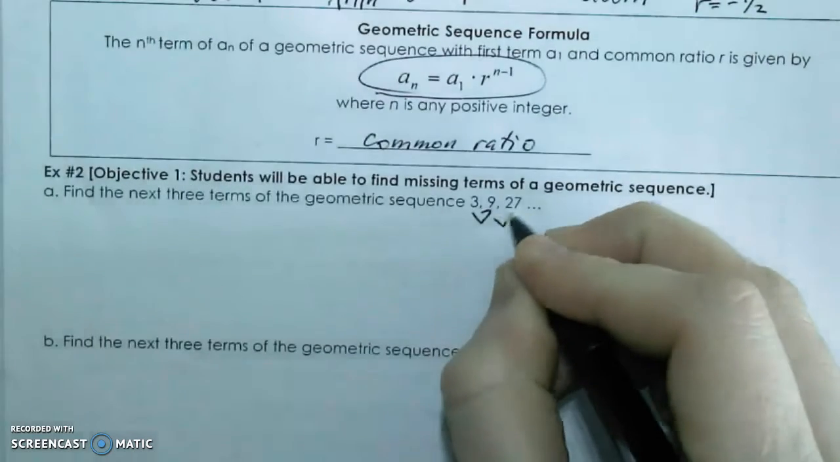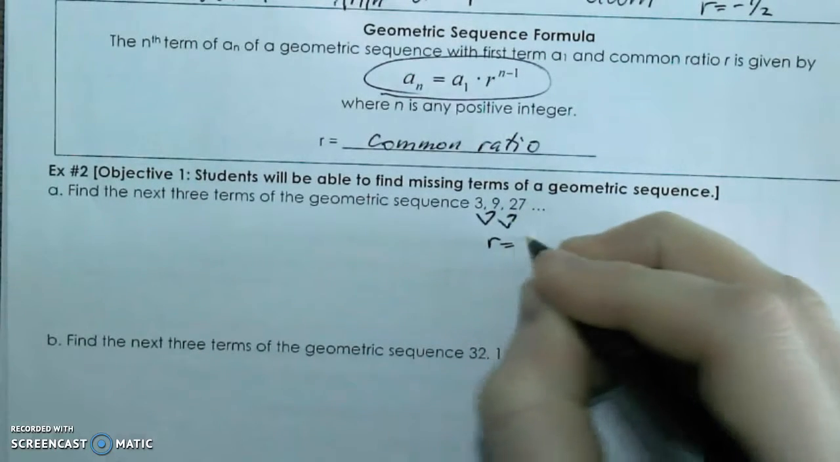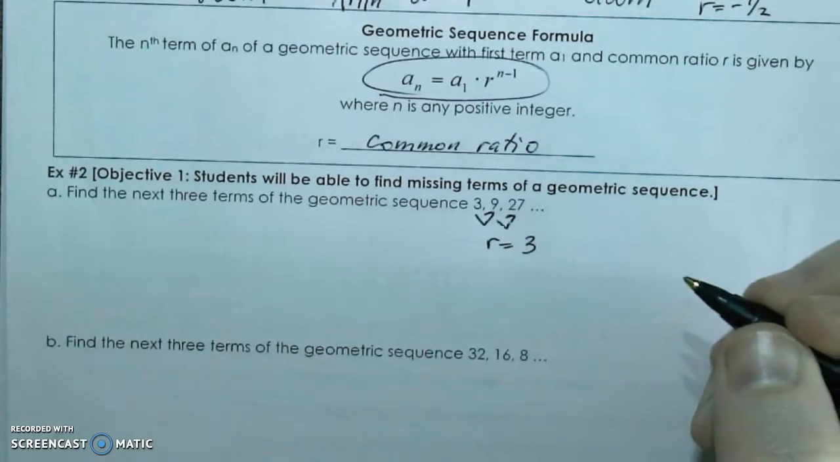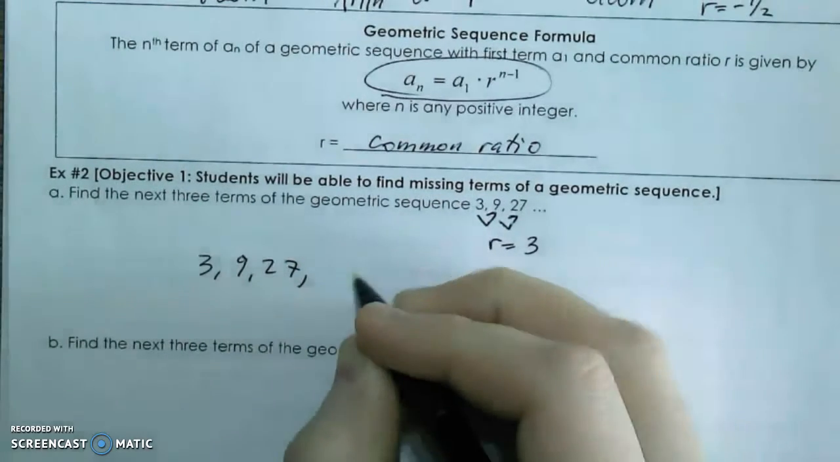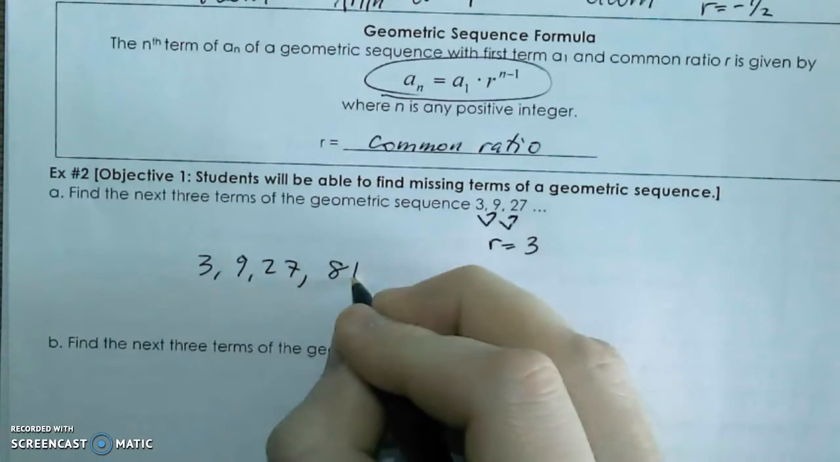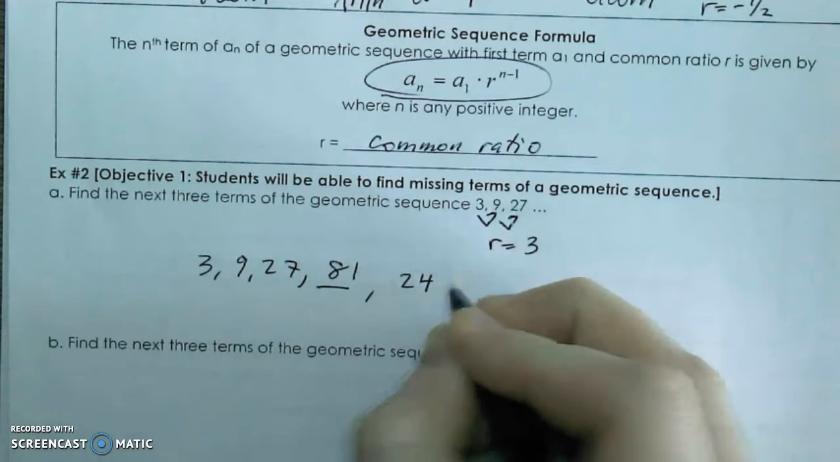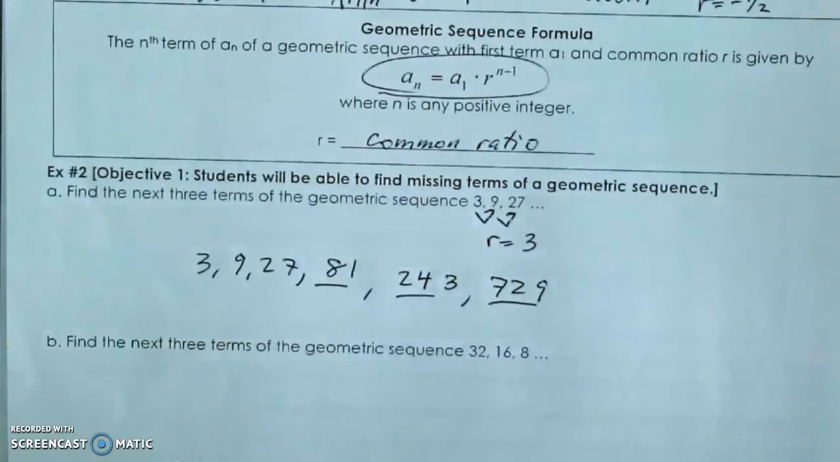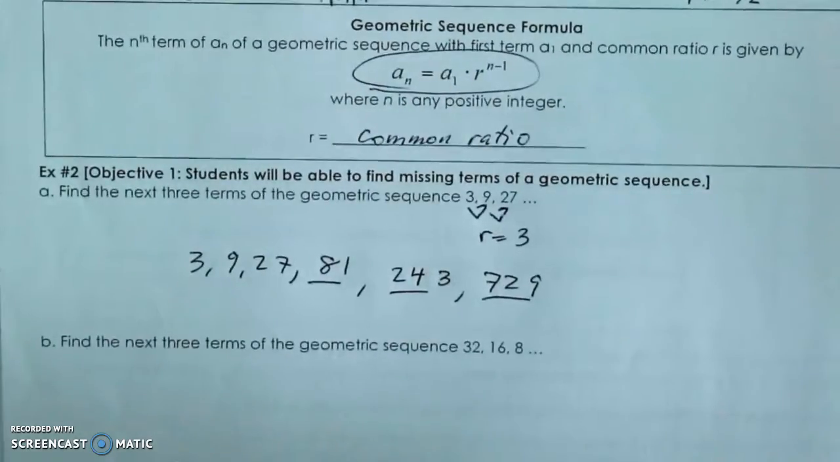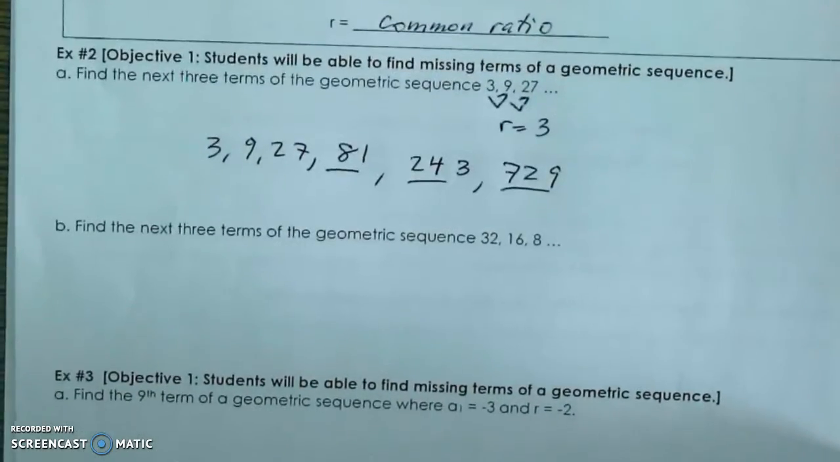And it looks like here we are multiplying by 3 each time. And so if I take my starting sequence and keep multiplying by 3, the next number would be 81, then 243, and then 729. So those are the next 3 terms. Same thing for part B if you want to try it on your own.